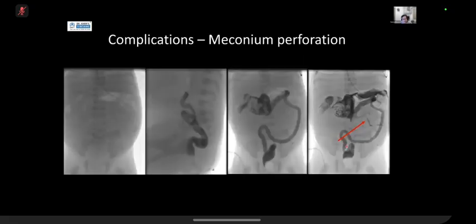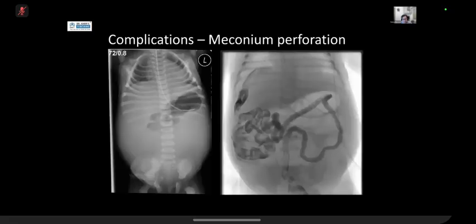Okay, so as I mentioned earlier, you can get meconium perforation even when you're doing the contrast study. So is it an existing defect that you're just leaking contrast through as you're putting it in, or is it something that you've created? Okay. It's not uncommon to have meconium perforation when you're doing a contrast enema. Rare, but not uncommon.